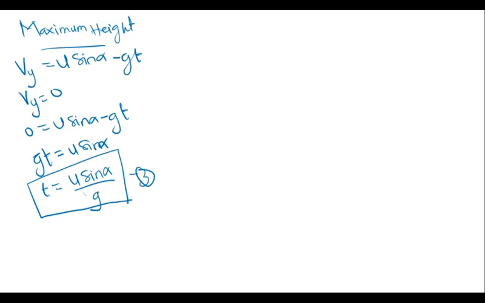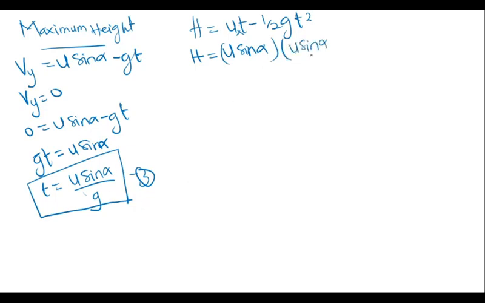Now, if this is the time it takes to reach the maximum height, then we put this time into the formula h is equal to ut minus half gt squared. The u here is the u vertical, so h is equal to u sine alpha, then the t is the time that we have over here, u sine alpha divided by g, then minus half g, then the t again, u sine alpha divided by g, all squared.